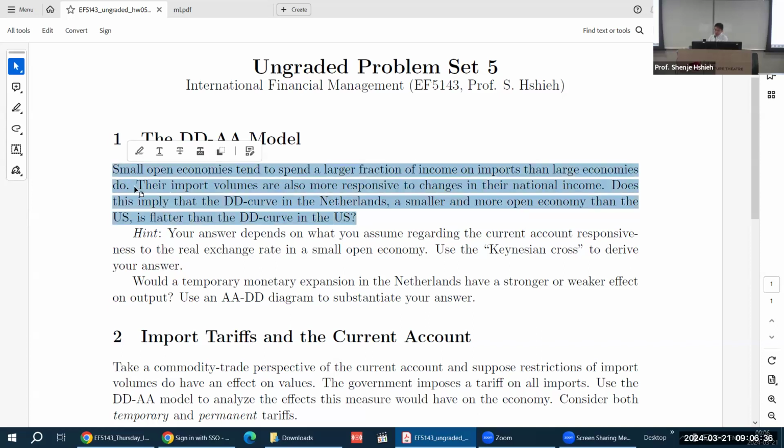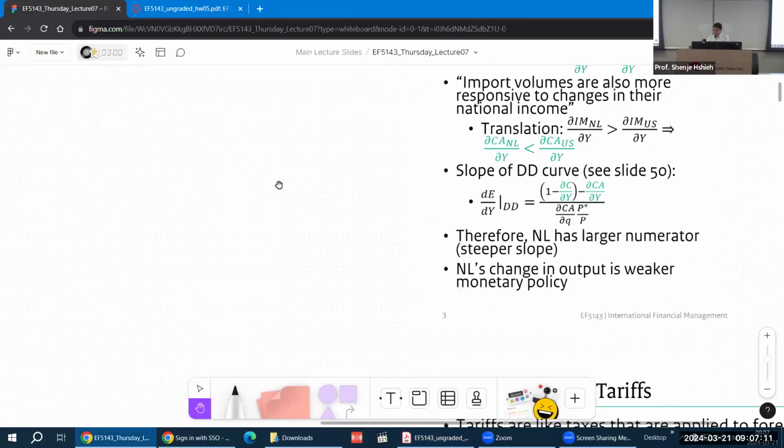Answering this question is a bit tricky, because if you don't have the intuition down, it's hard to guess whether or not the DD schedule is flatter or steeper. But of course, you can answer this more directly by coming up with a mathematical definition of what the slope should be based on how we define the DD schedule. So let's prove first of all that the DD schedule can be expressed in a slope form based on how we defined the aggregate demand function. Let's go ahead and look at the proof.